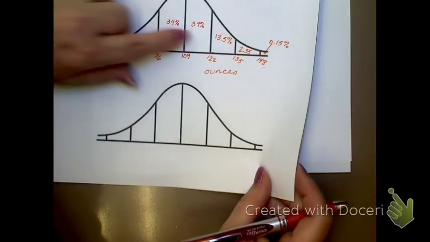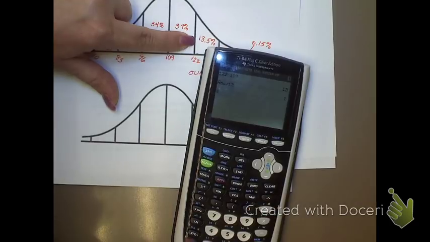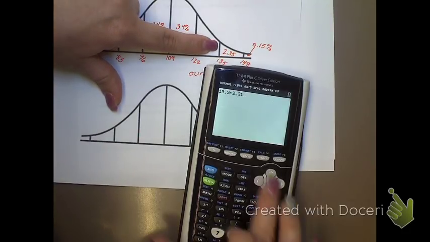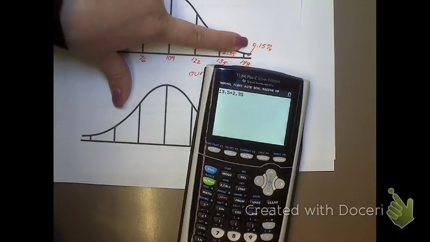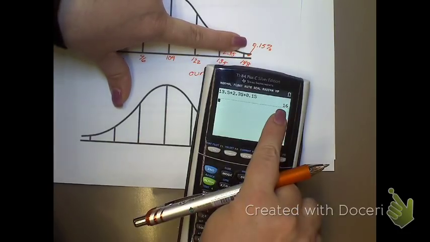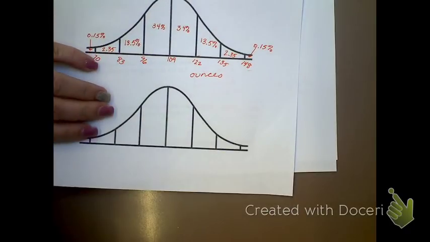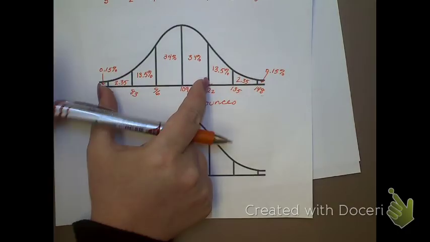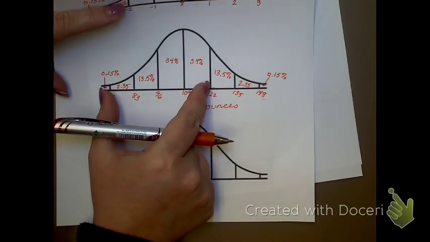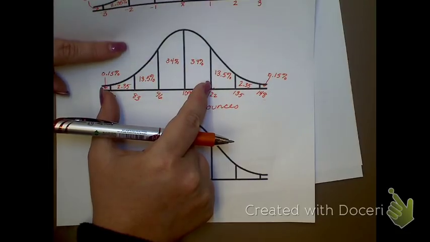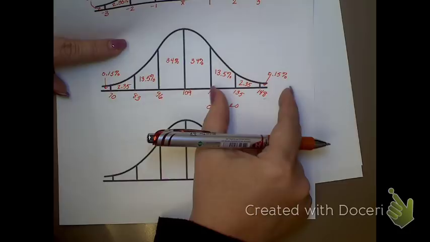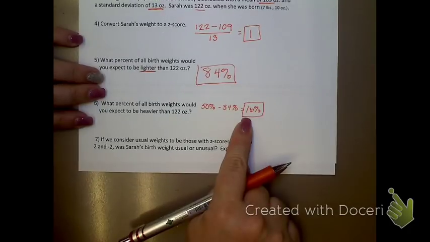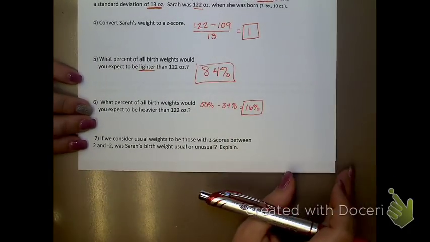Another way I could look at it is I could add 13.5 plus 2.35, plus 0.15. That also gets me my 16%. The other way I could look at it is since I know that the left half, or below 122, is 84%, I could take 100% and subtract that 84%, and that also gets me the 16% that's right there. So any of those ways that you choose to do that, you get 16% as your result.